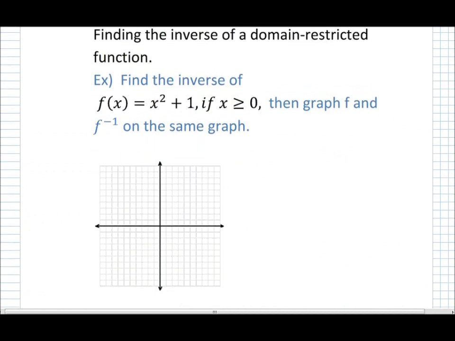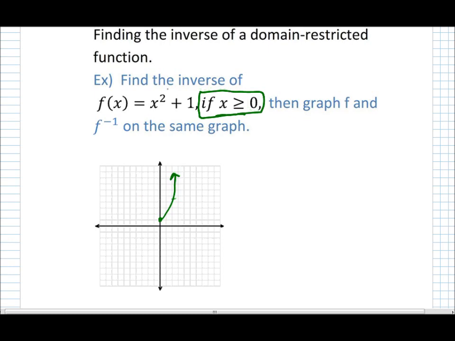Finding the inverse of a domain-restricted function. Well, remember, f of x equals x squared plus 1 normally is a parabola, just something like this. And normally that wouldn't have an inverse because it wouldn't pass the horizontal line test. But in order to make it have an inverse, we just look at part of it. We're just going to look at the part where x is greater than or equal to 0, which means on this side of the y-axis, so we're just going to erase this part right here. So that's what we're going to look at when x is greater than or equal to 0.